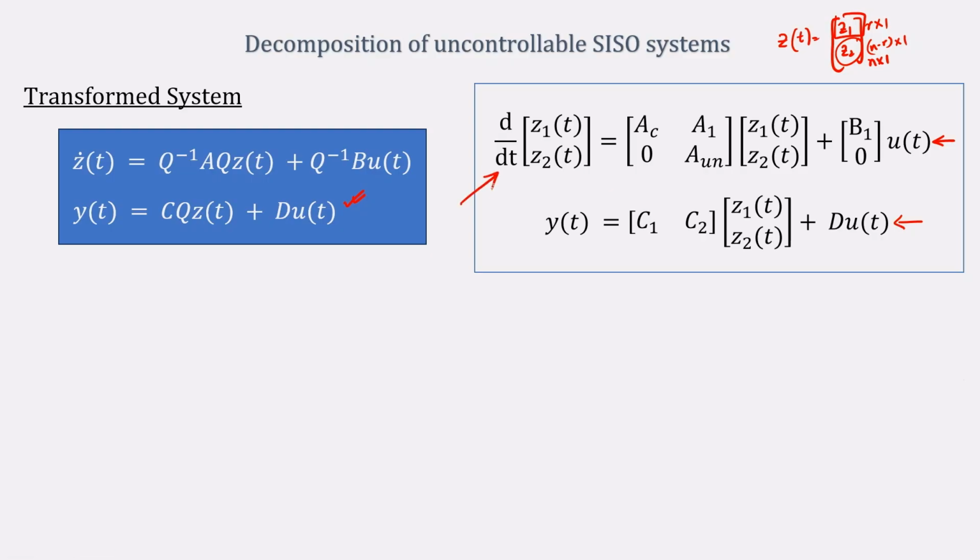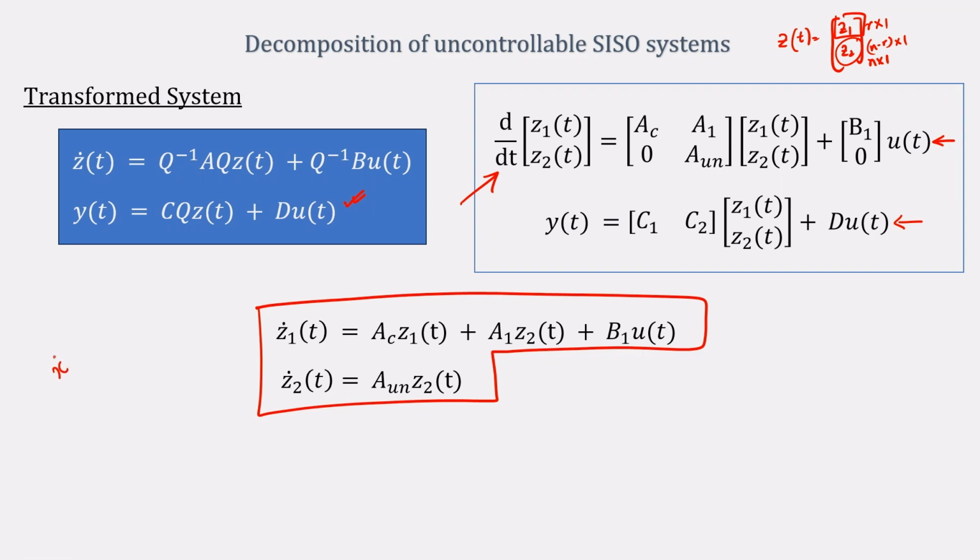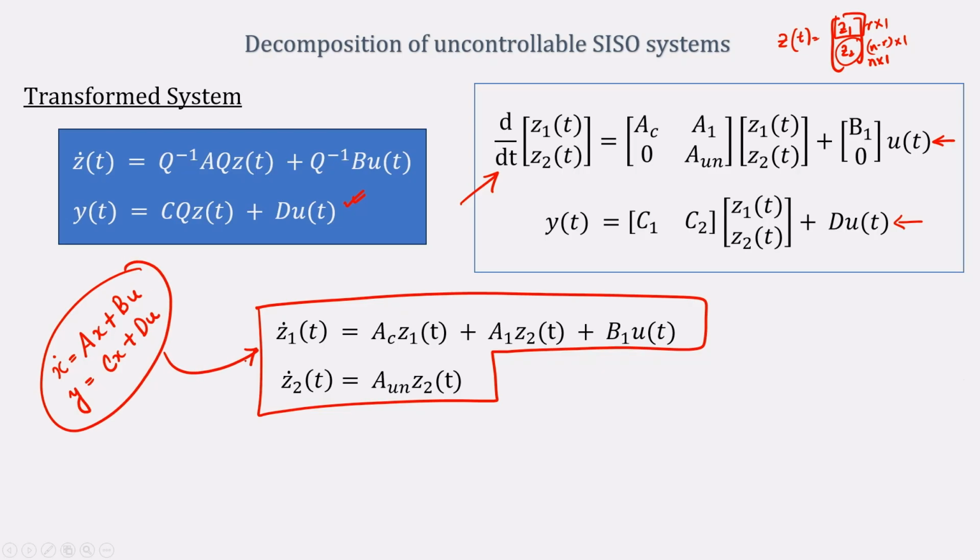Now, if I open these brackets up, what do I get? The equations that I will get are Z1 dot equal to AC Z1 plus A1 Z2 plus B1 u(t), and Z2 dot is equal to AUC Z2(t). Now, you look at these two equations. So, basically what we have done is we took a system, the original system or the plant state equation, which was this state and output equation, which was this. We took this system, we converted it to a new form of this. These are the new differential equations and they are related by Qz equal to x.